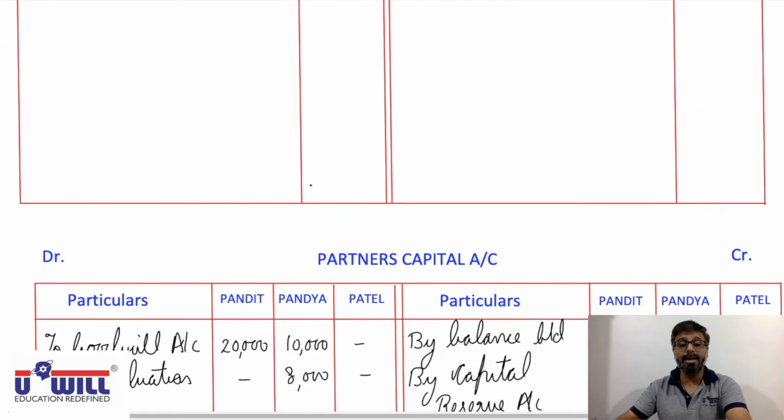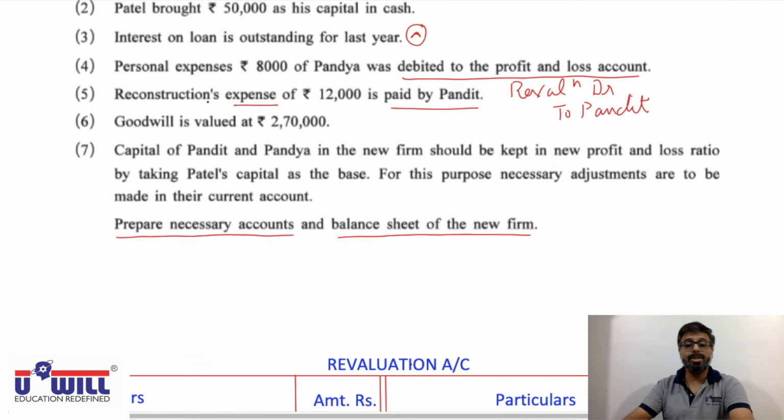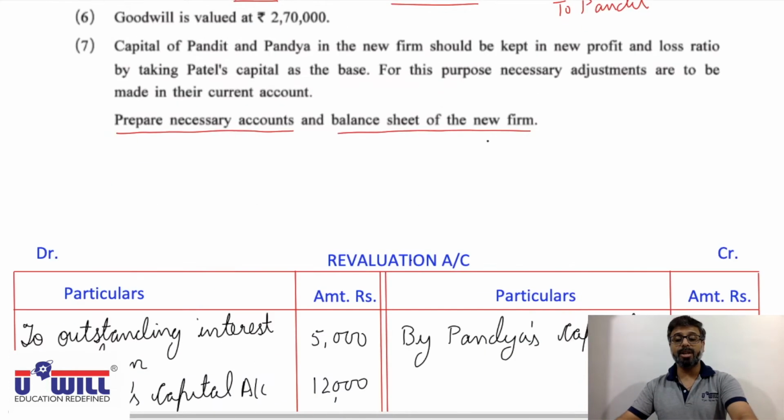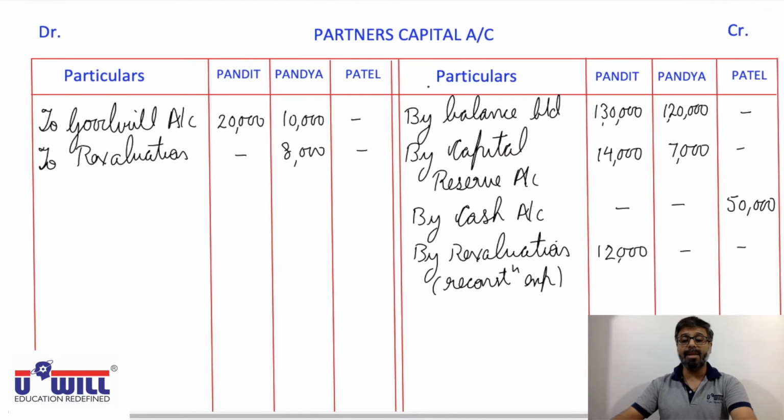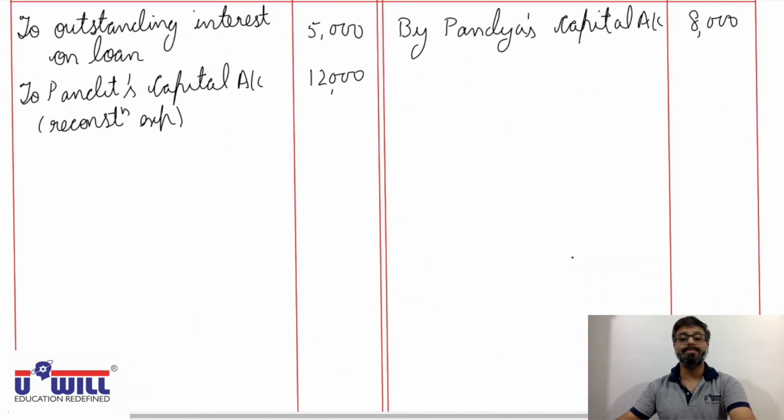Okay, I repeat it again. Reconstruction expense is an expense, debit all expenses and losses. So revaluation account debit, since it is paid by Pandit, Pandit is the giver, credit the giver to Pandit's capital account. Revaluation account debit, so in revaluation on debit side to Pandit's capital account 12,000. To Pandit's capital, so in partner's capital credit side by revaluation account in Pandit's column 12,000.